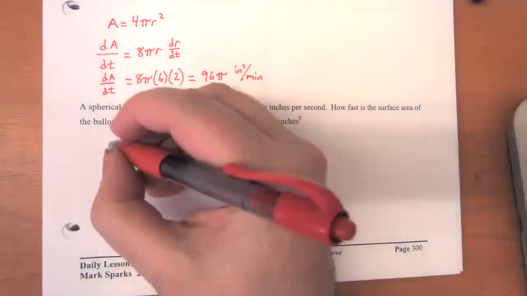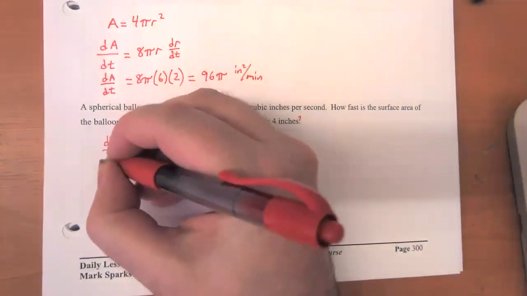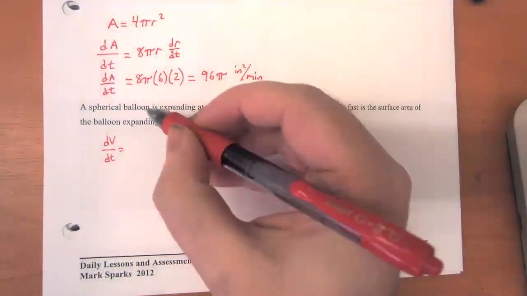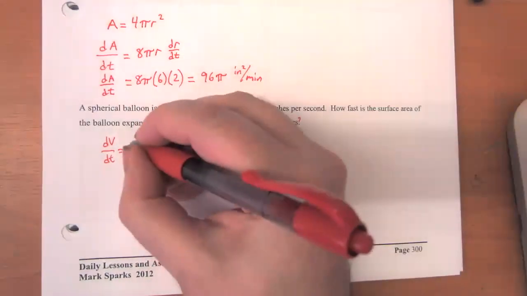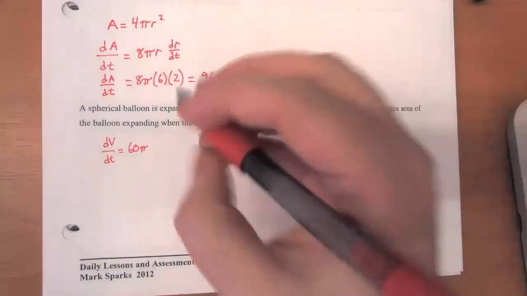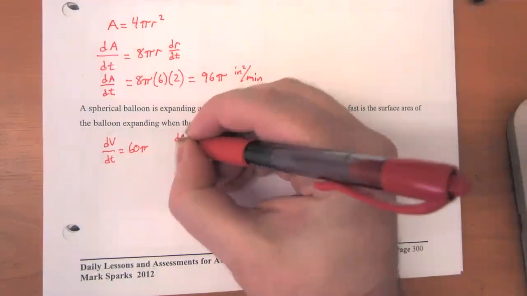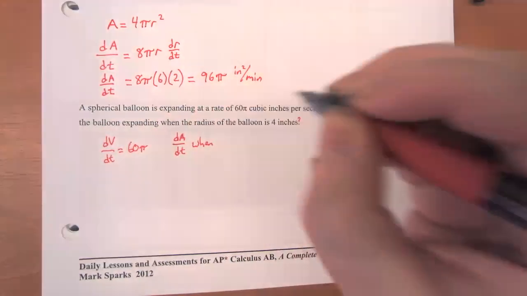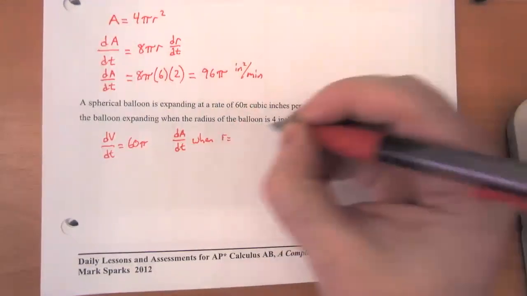We know that dV/dt is equal to 60 pi. Is that positive or negative? The balloon is expanding, so it should be positive 60 pi. And we want to know the change of the surface area over time. So we want to know what is dA/dt when the radius is equal to 4.